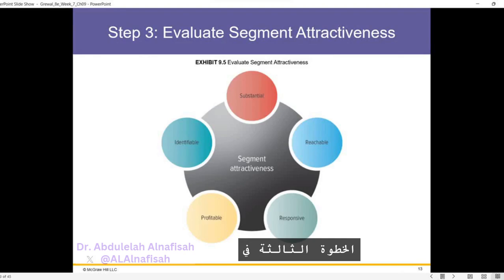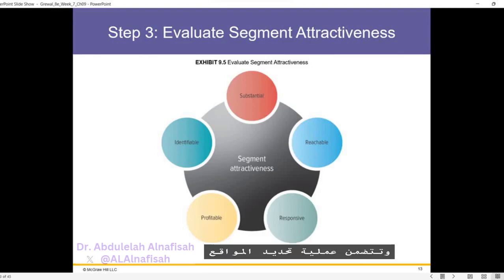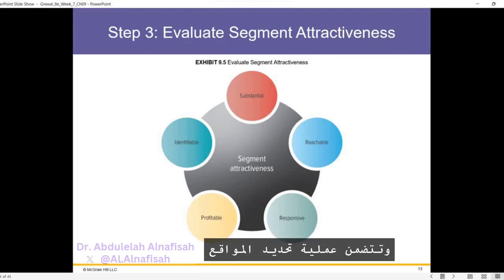The third step in the segmentation, targeting, and positioning process involves evaluating the attractiveness of the various segments. To undertake this evaluation, marketers must first determine whether the segment is worth pursuing, using several descriptive criteria such as whether the segment is identifiable, substantial, reachable, responsive, and profitable. We will discuss each one in some detail in the next slides.